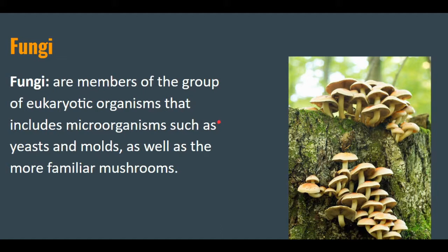So the next kingdom is fungi. The fungi kingdom are members of eukaryotic organisms that include microorganisms such as yeast, molds, as well as mushrooms. So some characteristics of the fungi are that they are eukaryotic, just like the protists. They are also decomposers. So that means that they get their nutrients by growing on the organisms they're feeding on, and they decompose them. That's how they get their nutrients.